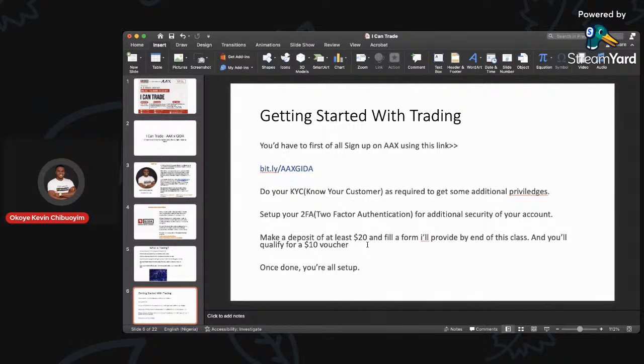So basically, also set up your two-factor authentication. That's 2FA, for additional security of your account, so that nobody can access your account without you. Basically, you can download Google Authenticator or Authy app. That's the one I prefer using. You can equally set SMS authenticator. There are two ways you can do it, but I prefer the Google Authenticator or Authy app. So set it up to ensure that you have additional security on your account, so that nobody can access your account without your knowledge.